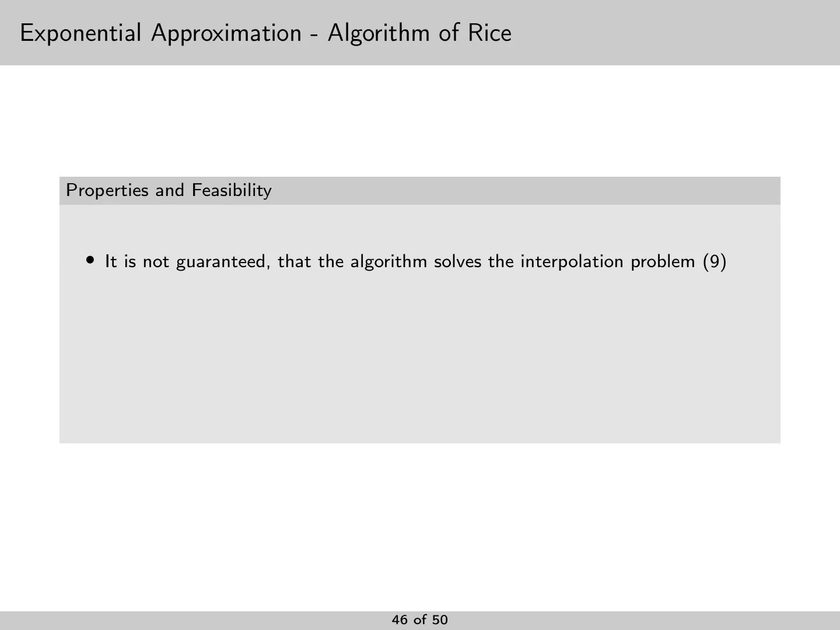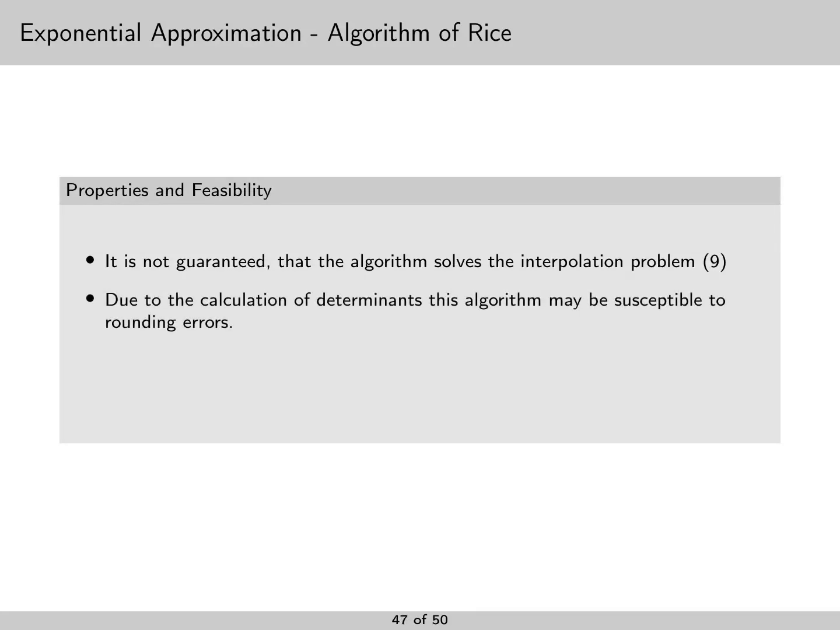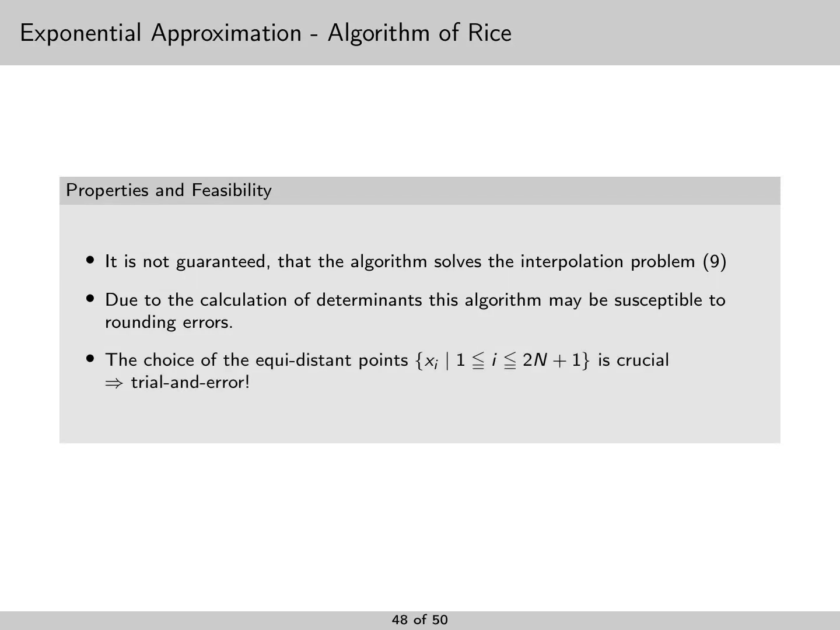Obviously, we cannot be sure that this algorithm always solves the interpolation problem 9. Due to the calculation of determinants, this algorithm may be susceptible to rounding errors. Again, the choice of the 2n plus 1 equidistant points is crucial. Finding an appropriate point set is a trial and error process.